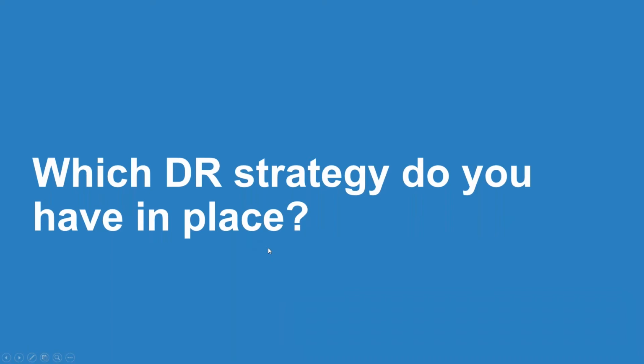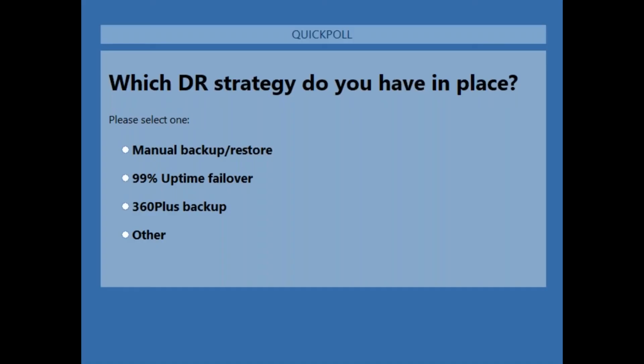So with that, Nathan, I think we'll just take an opportunity here to do our first poll on the webinar. You want to take that? Absolutely. I love the metrics that you're bringing up here. This really is digging in and setting a good foundation. So from this, which DR strategy do you have in place? There's already somebody in the 360 plus category. I like it. Is it a manual backup and restore? Is it 99% uptime failover? 360 plus backup or other? And if your answer is other, take a moment to add what the other is into the questions. Just enlighten us, give a little context to what the other might be.